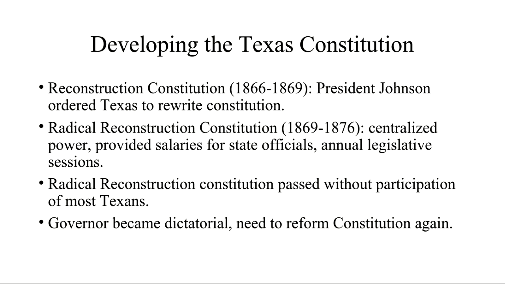He could override the state legislature, he could issue orders, and so it became clear pretty quickly that this was not going to work. You can't have a governor acting as a dictator. You can't have him telling everyone what they're allowed to do or not. So this is when we had to rewrite the Constitution yet again.